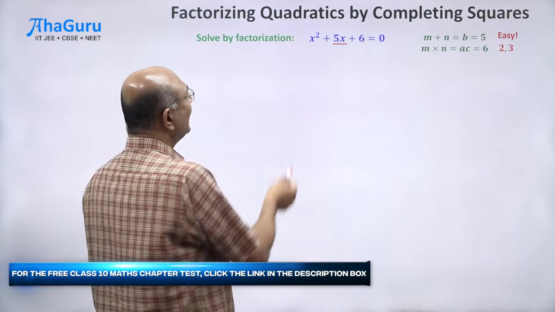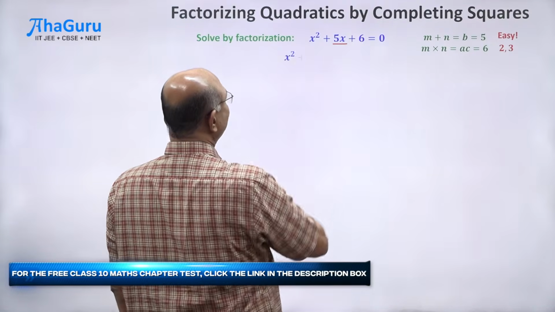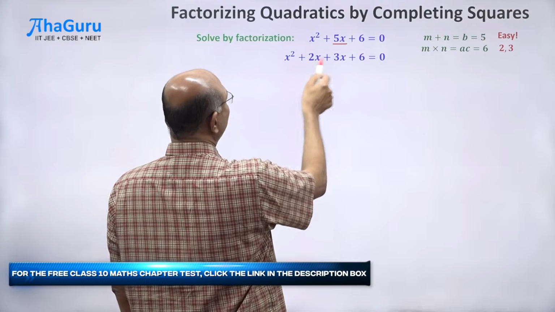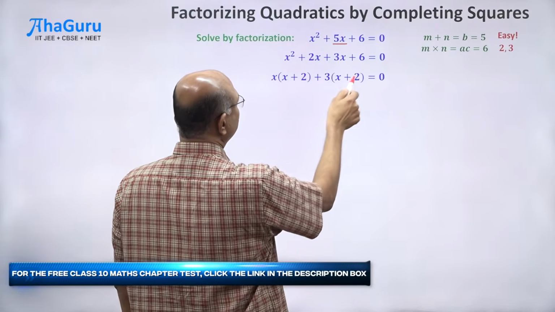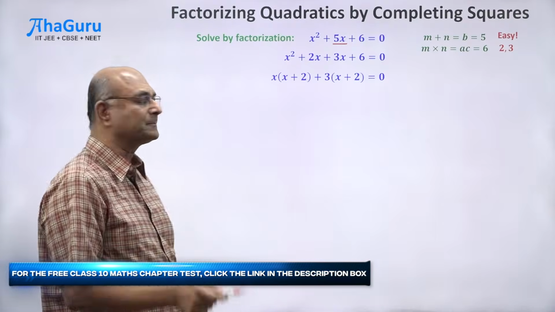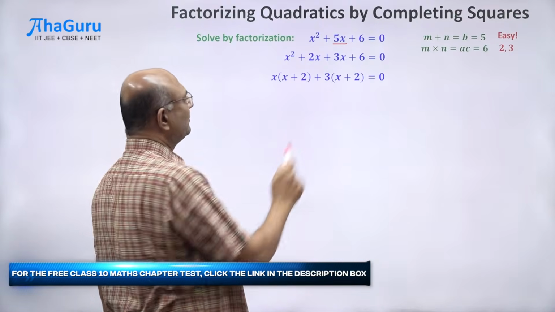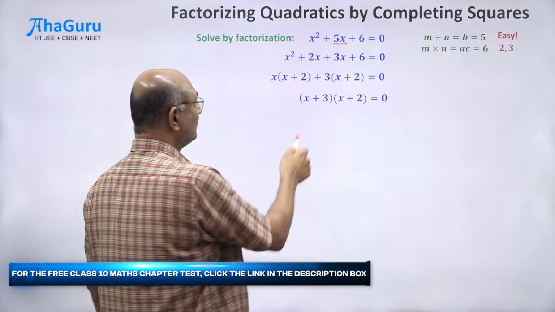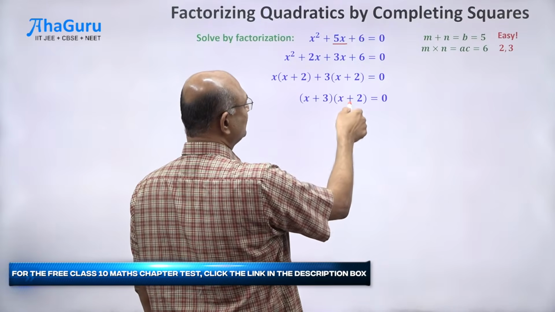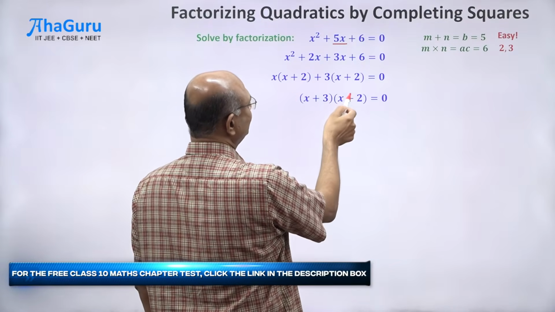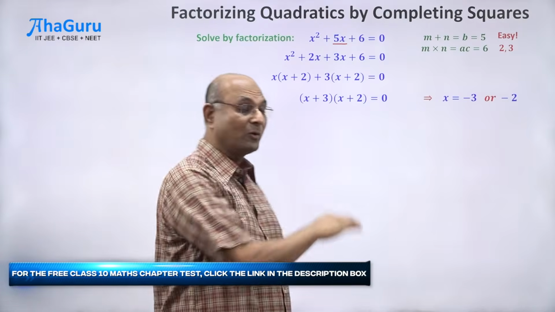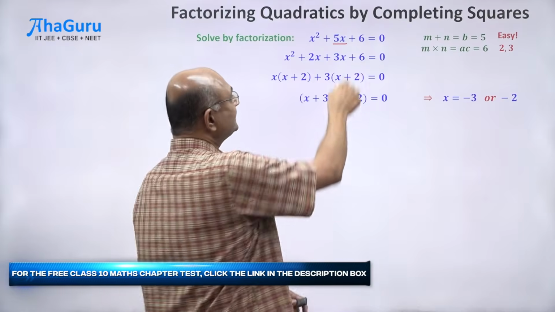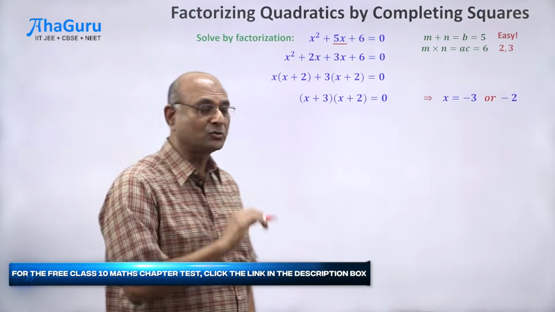And then you say, okay, let's write this as 2x and 3x. So when we split it up as 2x and 3x, then this is going to be x times x plus 2, and that's going to be 3 times x plus 2. So x plus 3 times x plus 2, because x plus 2 is a common factor, you can pull it out and you can factorize. And if you factorize it like this, x plus 3 into x plus 2 equal to 0, this has to be 0 or that has to be 0. So x has to be minus 3 or x has to be equal to minus 2. So this is what you learn in school, right? This is the factorizing method that we learn in school.